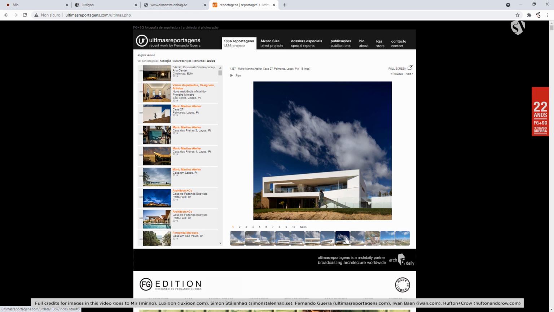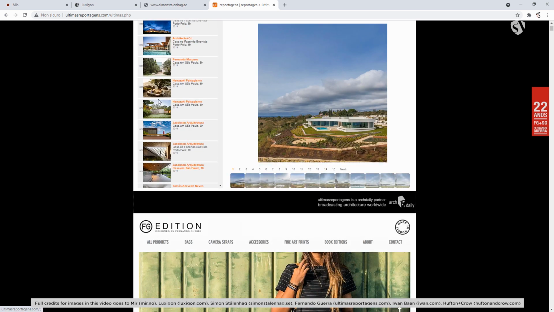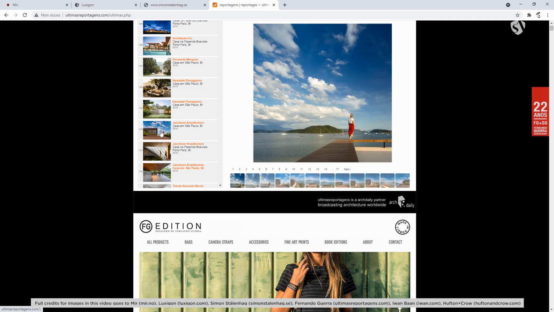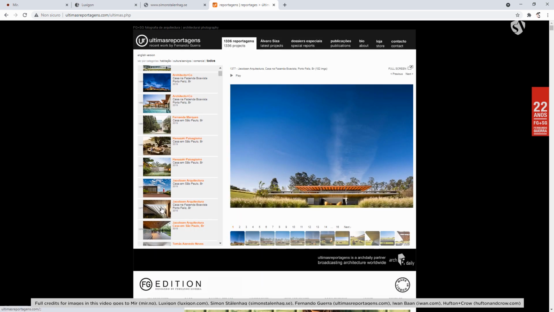gives you a little bit of idea about the size of the building, because you can relate, you can make proportion and say, okay, this is the height of the guy, so this is the height of the building, and so on. So you see, this is amazing. These photos are great, and that's why I picked Fernando as an example.